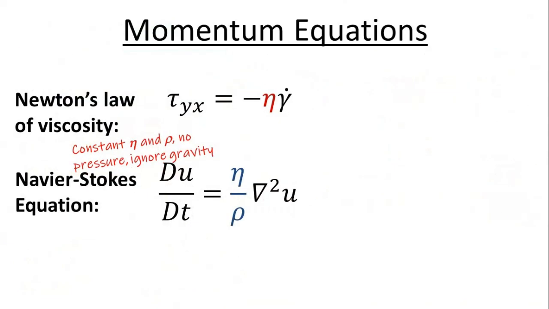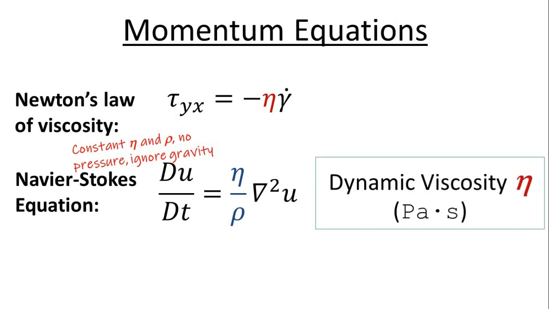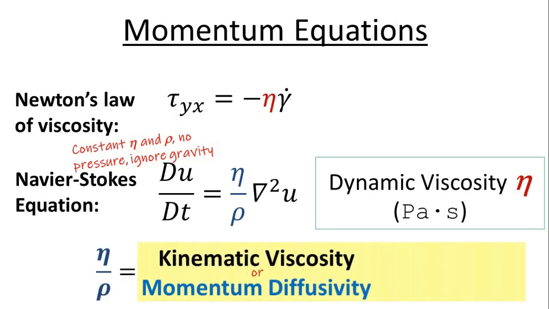Now, the equation as written here applies for Newtonian fluids, those with constant density and viscosity. The value we introduced as viscosity is sometimes specified as the dynamic viscosity. Dynamic viscosity divided by density is called the kinematic viscosity, or the momentum diffusivity, with units of meters squared per second.